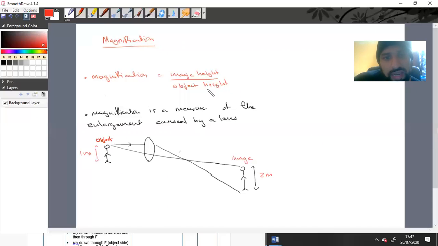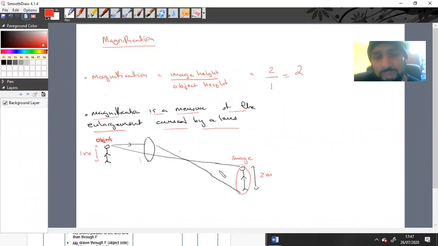So the magnification is the image height, which is 2 in this case, over the object height, which is 1. So that will give you 2. So this is 2 times bigger than that. It's an enlargement of 2 times. Why? Magnification is a measure of the enlargement caused by a lens. This lens is causing this person's image to be enlarged.